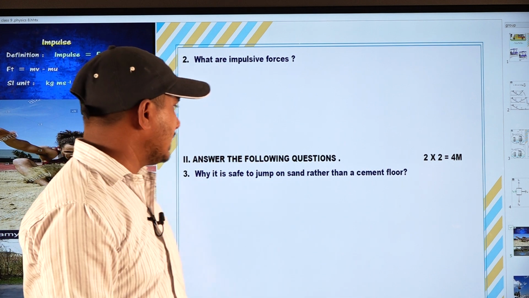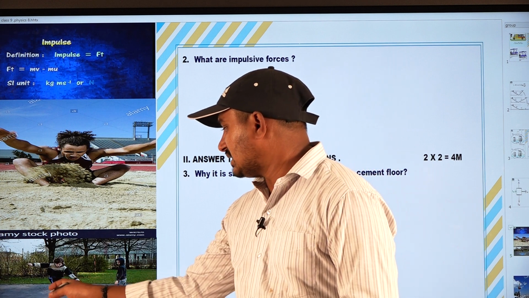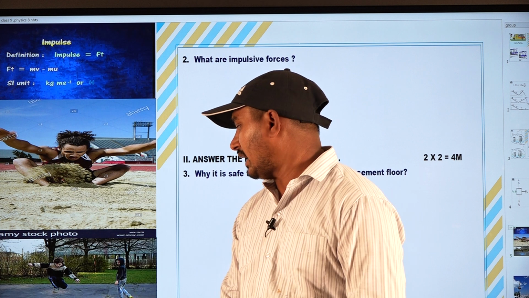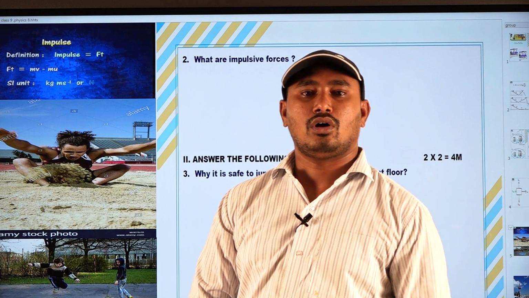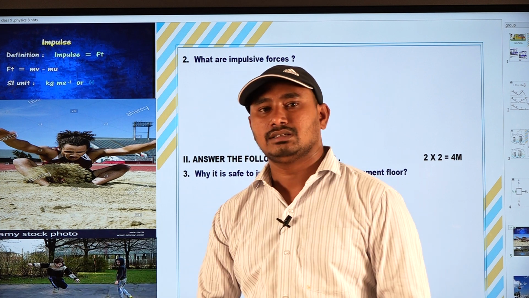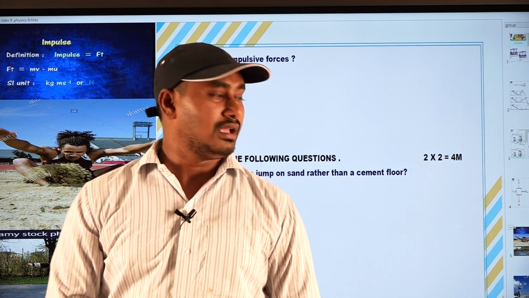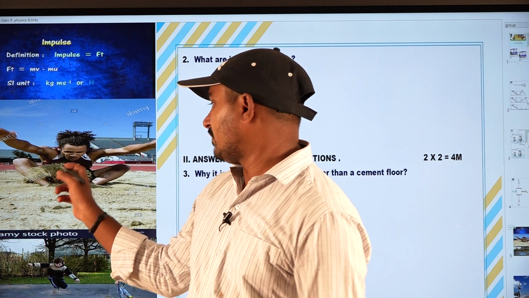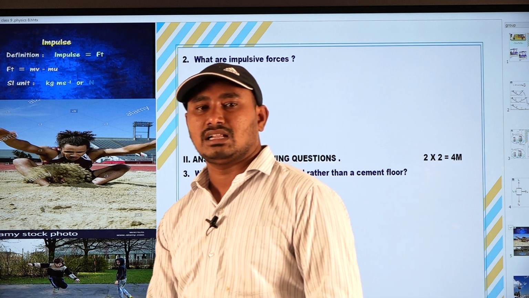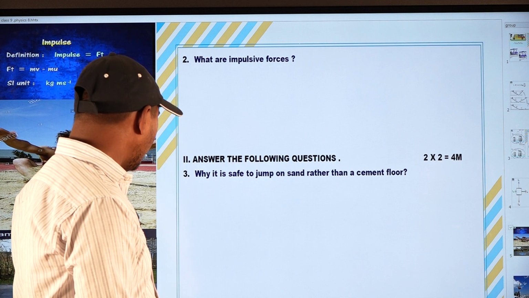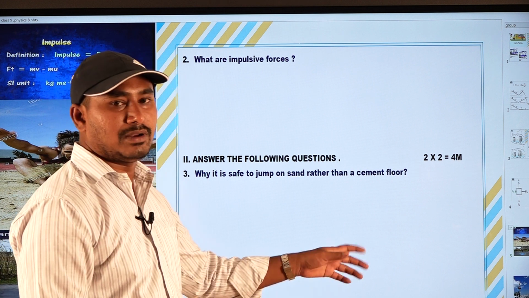Coming to the second one, the cement floor. When you jump on a cement floor, the feet land on a rigid floor and exert more force on the cement. So the cement floor also exerts the same equal force on the feet, and as a result we get hurt from the cement floor. Compared to the sand surface, the cement surface produces more force on the feet. That is the answer for question number 3. So that is why jumping on sand is safe rather than on a cement floor.